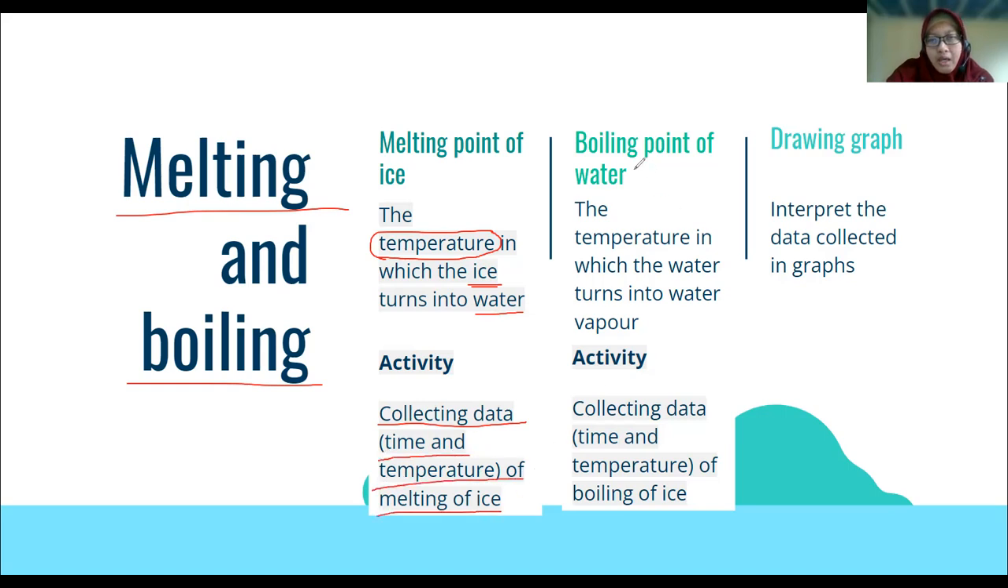Okay, and boiling point of water. The boiling point is the temperature at which the water turns into water vapor or steam. So it refers to the temperature, but the change of state is that water turns into water vapor. The activity is the same as melting point. We collect the data. We collect the time and temperature of boiling point. Okay, boiling of water. I will change this into boiling water. Okay, and then drawing graph.